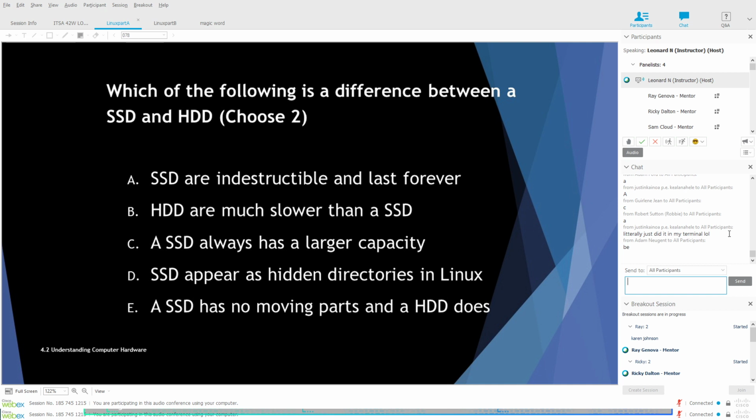And yes, there are 1001 and 1002 questions on the Linux exam. There are port questions, questions about drives. So what are the different? Choose two differences between solid state drives and hard disk drives. Yeah, B and E. Hard disks are much slower, and solid state drives have no moving parts.